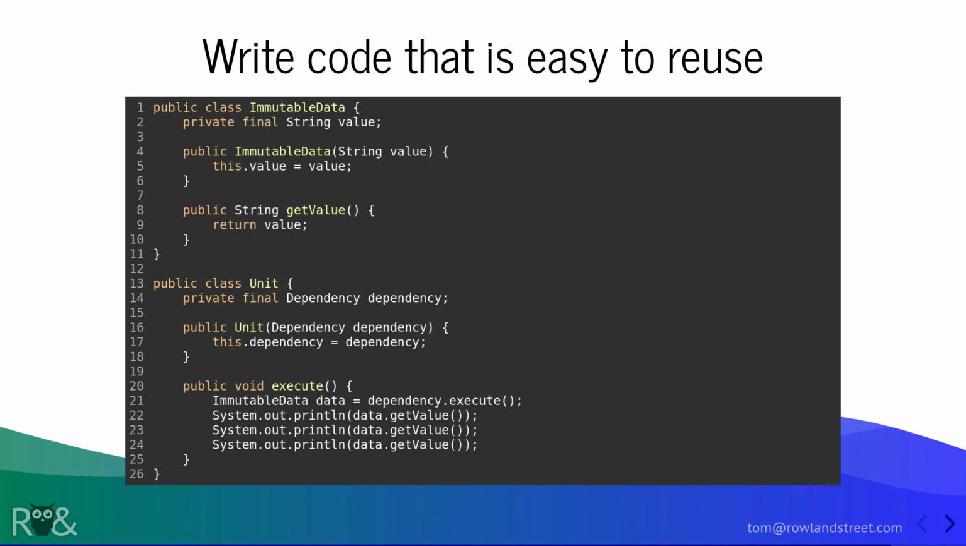But let's change that data class a little bit. All we're going to do is, on that second line, add the final to the value. So now it's immutable. I know that whatever that string is, it's never going to change. And so now when the unit calls that dependency, I know that every one of those print lines is going to print the same thing, because I know the data that the dependency returned can't change.